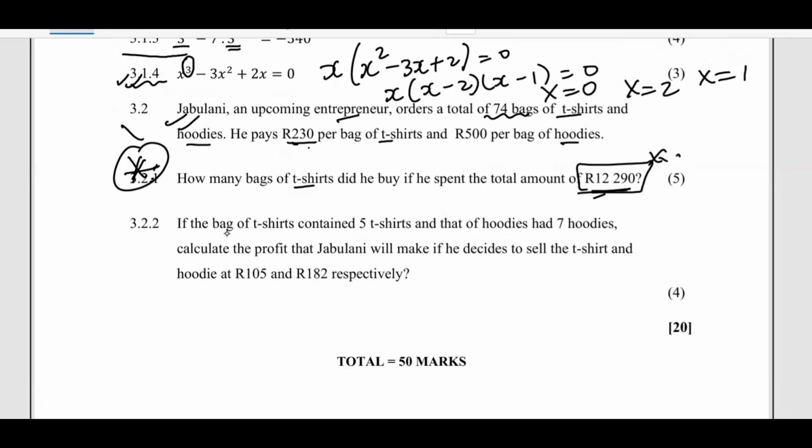And then if the bag of t-shirts contained 5 t-shirts and that of hoodies contained 5 hoodies, I feel the profit this guy will make if he decides to sell the t-shirt and the hoodie at 105 and then this. Now, it's going to be hard for us to answer this question because we failed to find out how many bags he bought for the t-shirts and the hoodies, because that would in turn give us the total amount that he spent on each item.